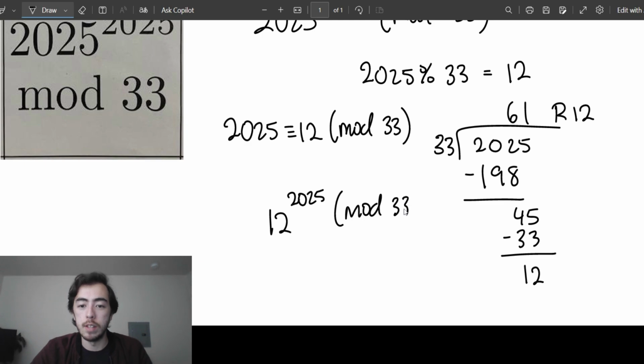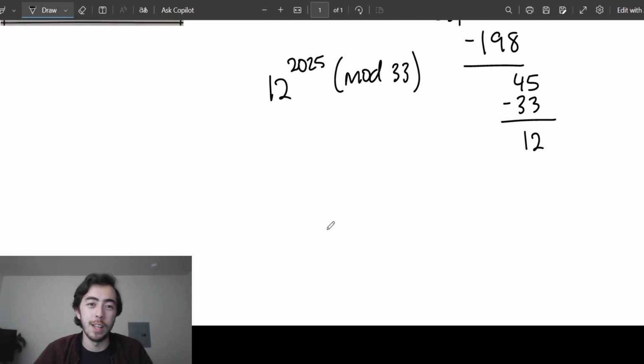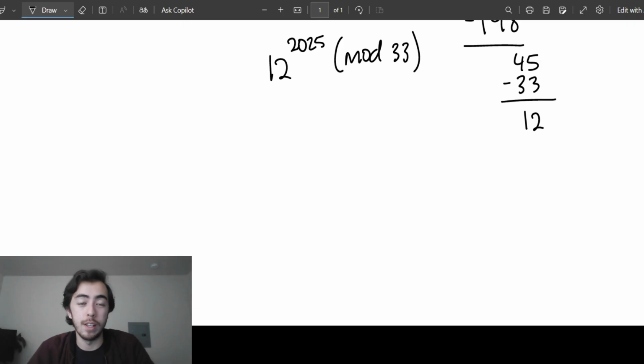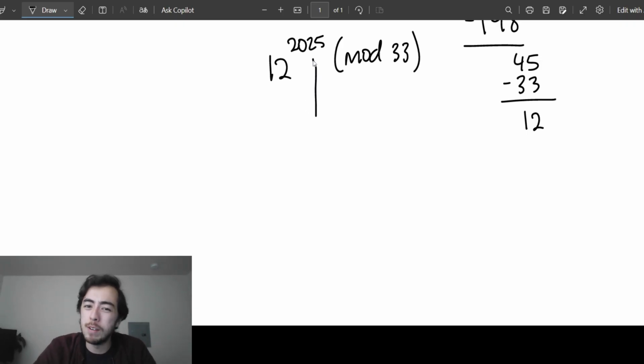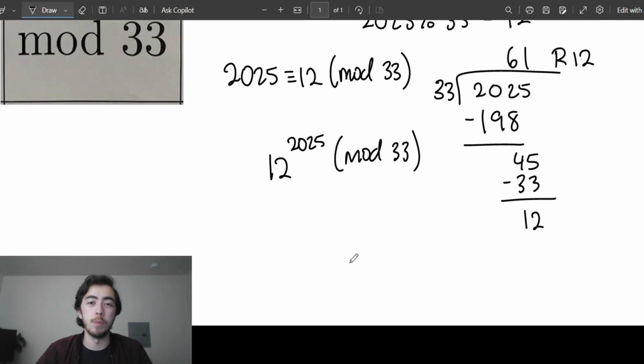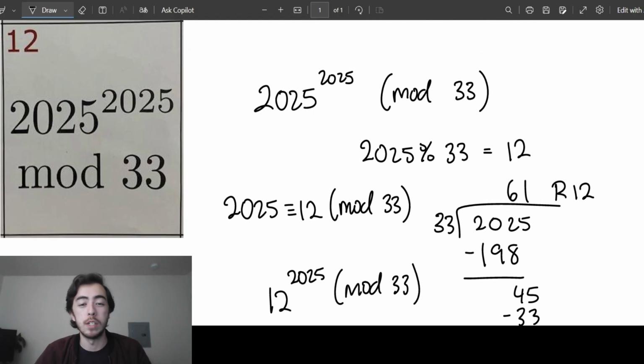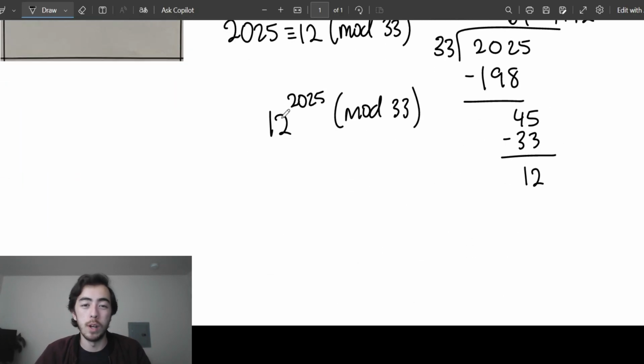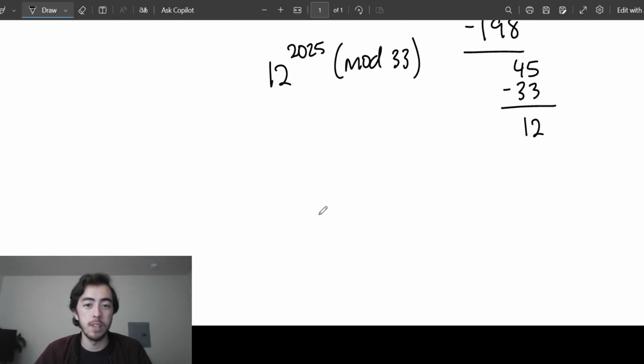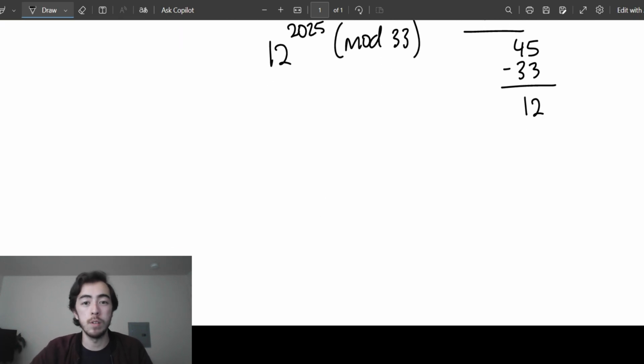And now what I see is just we're multiplying 12 by itself over and over and over again, so many times. I think I'm allowed to replace this with a 12 as well. Although I'm not entirely sure if exponents also play that same game with modular arithmetic. I don't know off the top of my head. So for now, I won't change it. I'll keep it as a 2025. And here I want to see if there's some kind of pattern with my multiplication, because I don't really want to do 12 times itself 2025 times. Hopefully we can find some kind of pattern in the numbers.